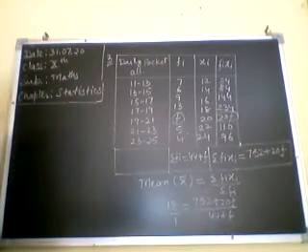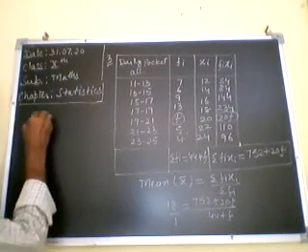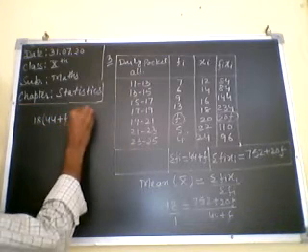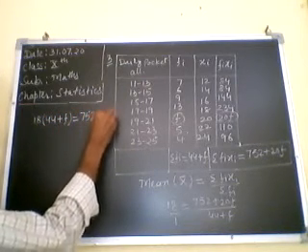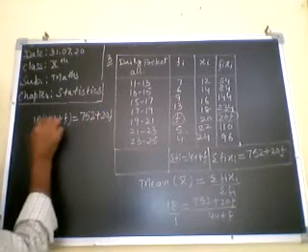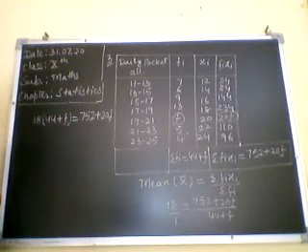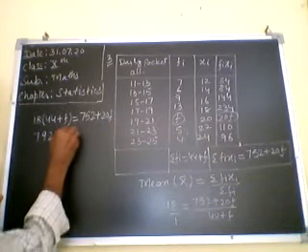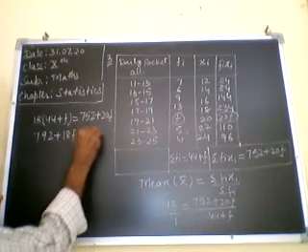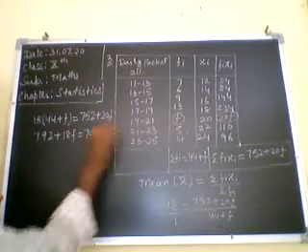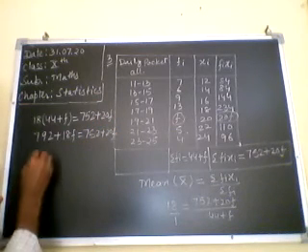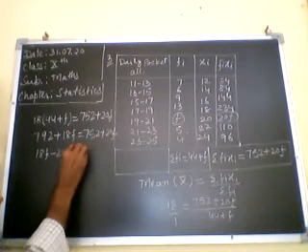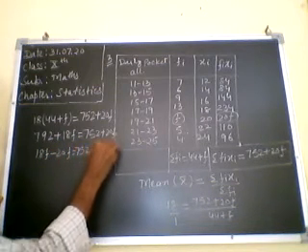Now do the cross multiplication. So 18 into 44 plus f equals 752 plus 20f. Now 44 into 18 becomes 792 plus 18f equals 752 plus 20f. Now shifting, 18f minus 20f equals 752 minus 792.